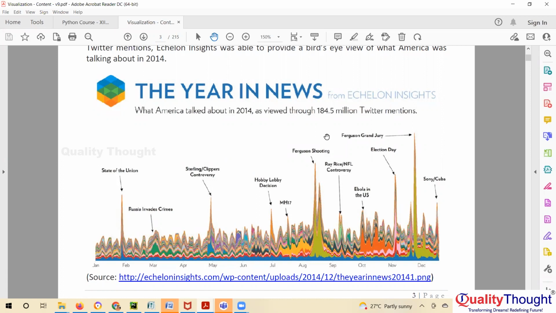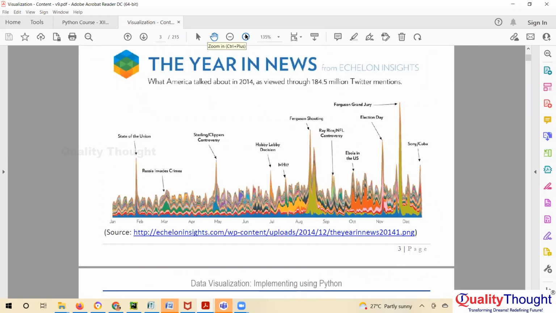So what does this tell you? When you look at this graph, what does it tell you? See, it has no description. It just has a graph. Can you write a couple of lines about it? Or maybe a page about it? What does it tell you? Tell me. In the particular year 2014, the topics discussed by America were just given in graph format, sir. The most discussed topic is regarding the Ferguson grand jury.